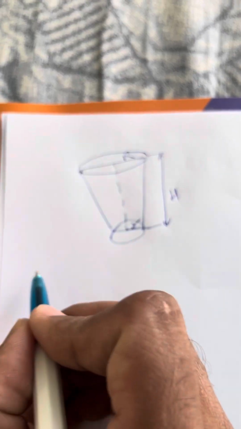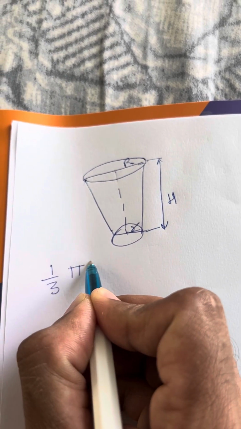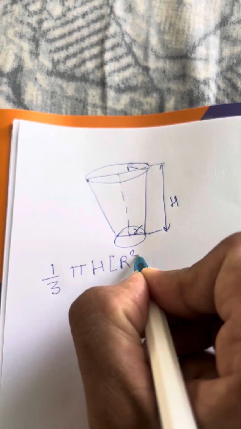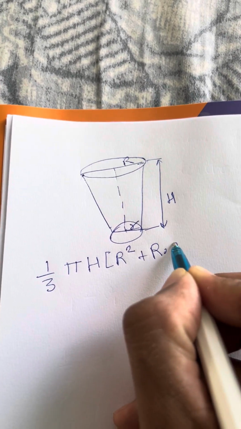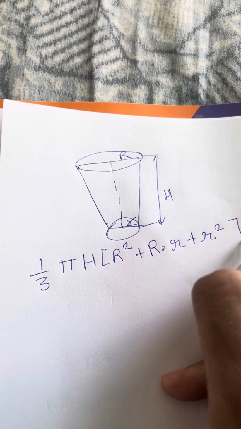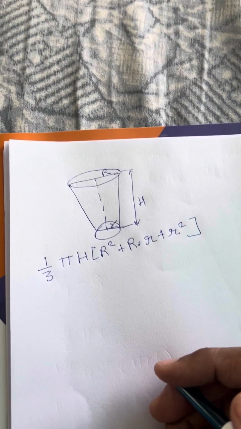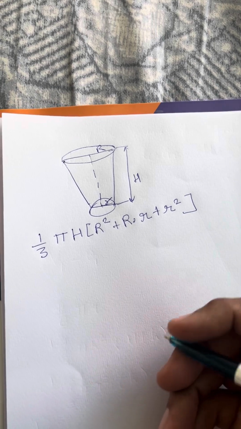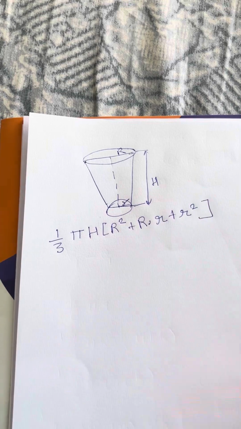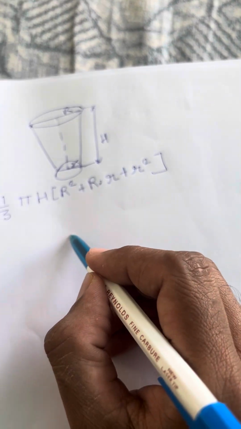Now the straightforward answer is 1 by 3 pi h (R square plus R r plus r square). Good, we know the answer, but do you know how to derive it? I mean, the fun part for any student is to understand where this whole thing is coming from. How do we derive it? So let's understand in a little more depth.